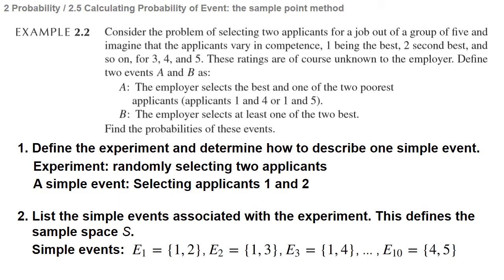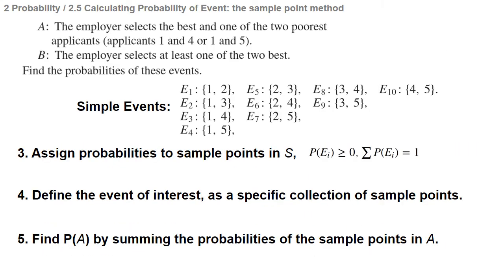And if you count, it's 10. By this way you can list all the simple events, and this makes your sample space S. Okay, now your simple events are like these, E1 to E10. And let's go to step 3.